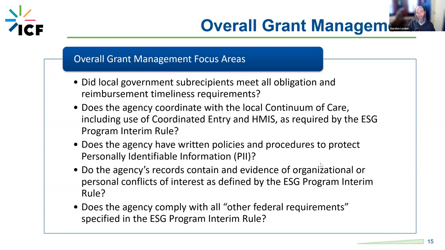Generally speaking, what it's talking about is 2 CFR 200. There are other elements, but what they're talking about is anything else that might be listed in that section of the ESG program interim rule. That's VAWA, that's 2 CFR 200, that's a lot of stuff. Fair housing. Do you have evidence that you're complying with it in your policies and procedures? Did you actually comply with it, and can you demonstrate that in some way? Next slide, please.